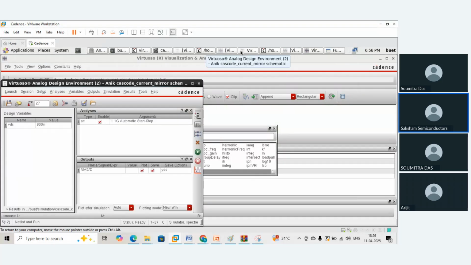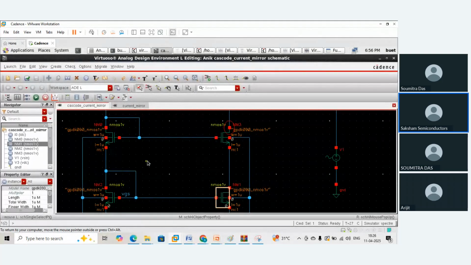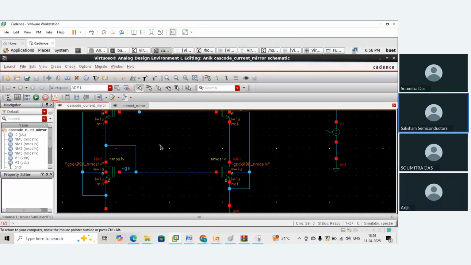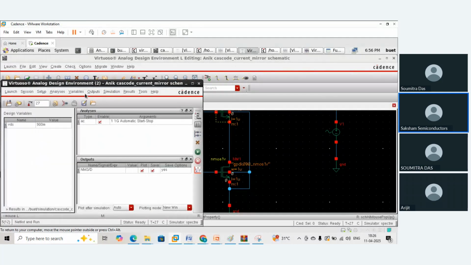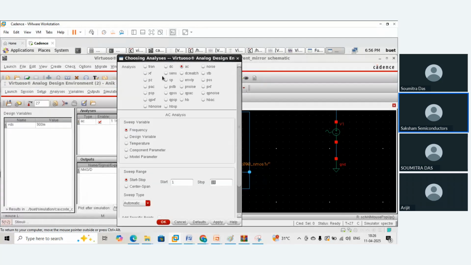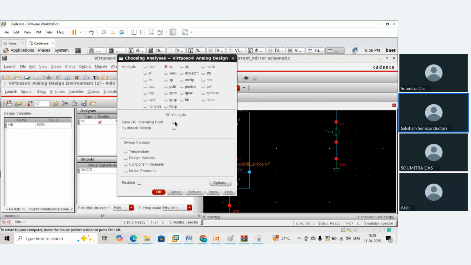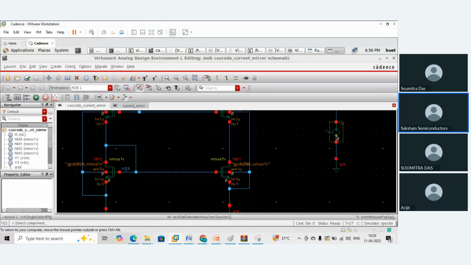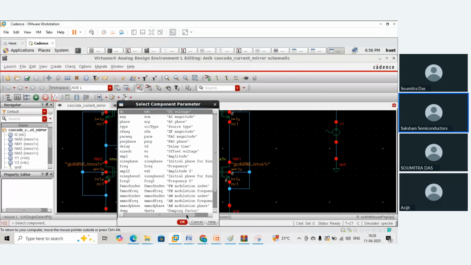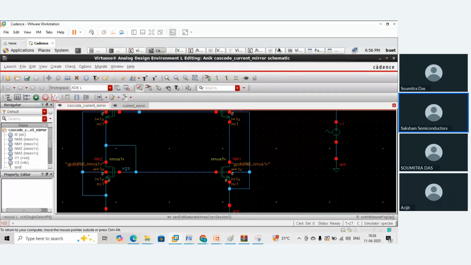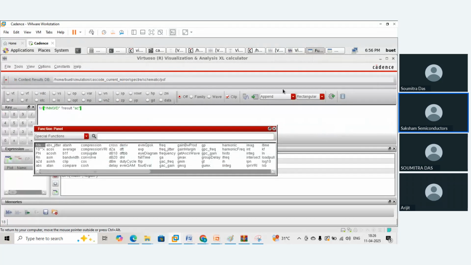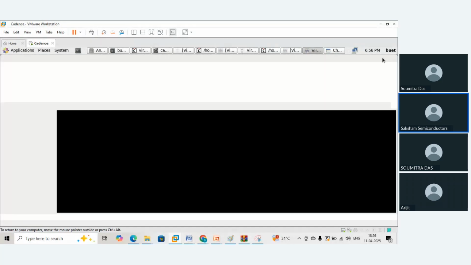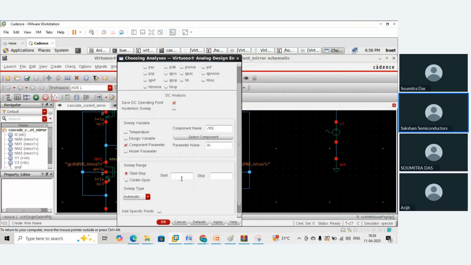Another thing we can do is, we did this one, right? So now let's try to do the DC analysis and figure out whether the current is getting replicated properly or not. Of course, it has to replicate. Save DC operating point, component parameter, select component. You have to choose this DC voltage, that is VDS. Say OK. Come back over here.